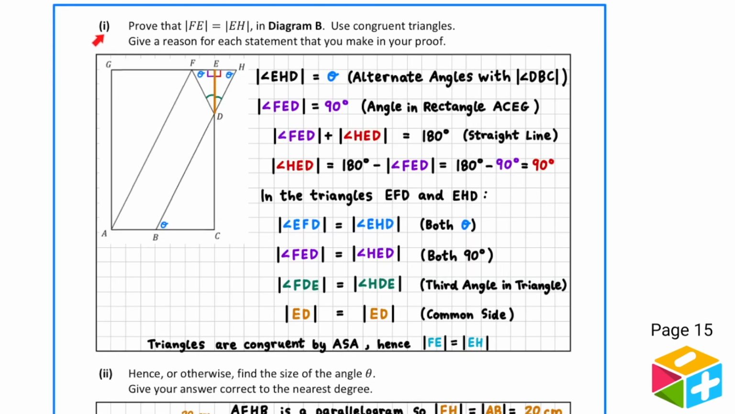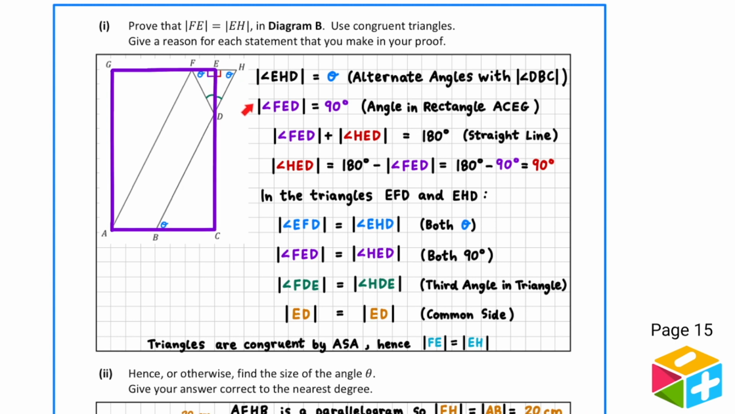In B part 1, we must prove that the length of FE is equal to the length of EH. And we're told to use congruent triangles in our proof. In diagram A, the angle DBC was labelled with theta. Since the lines GH and AC are parallel, we can use alternate angles to deduce that EHD is equal to theta.